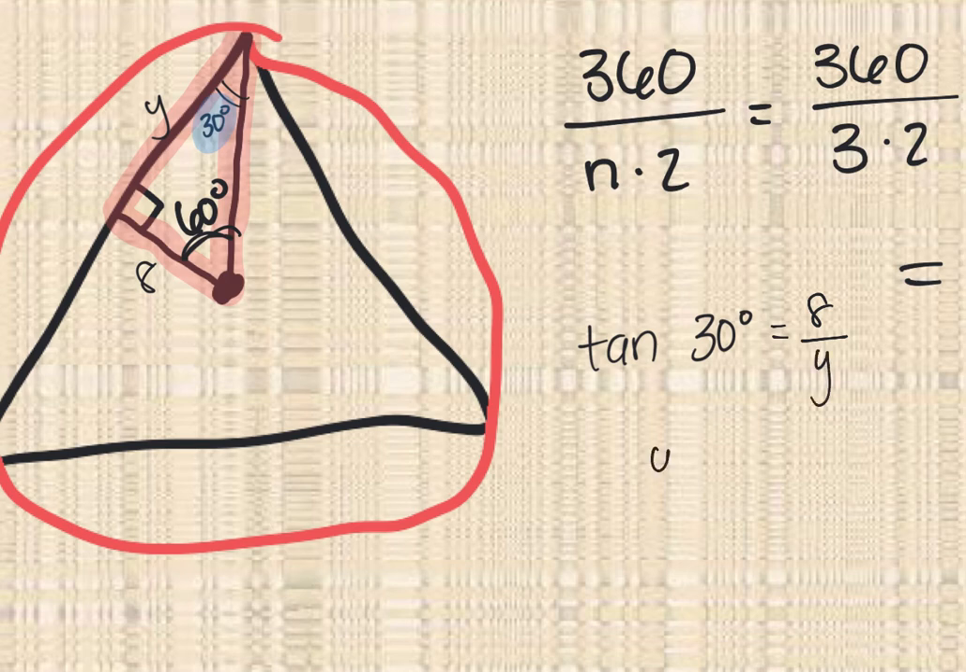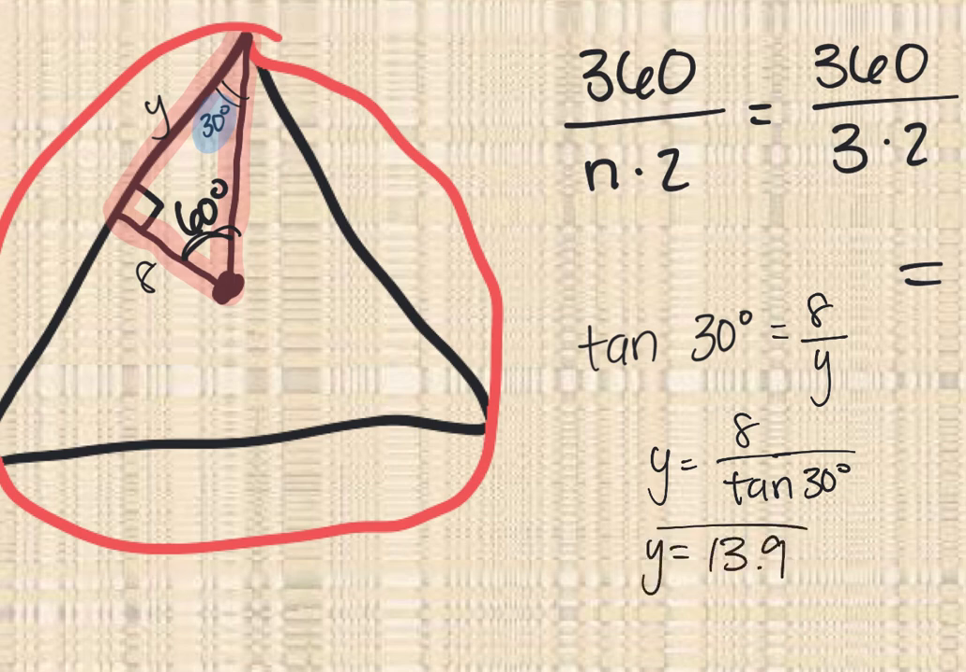Okay, so you can do y equals 8 divided by the tangent of 30 degrees, or you can just use the fact that it's a 30, 60, 90, and take the 8 and multiply by the square root of 3. All right, but I want to show you two different ways in case you want two different ways of doing it. So 8 divided by the tangent of 30 is going to give me 13.856. So y equals 13.9.